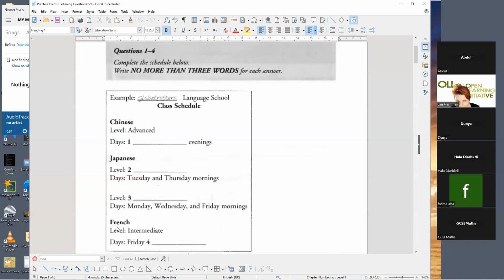And we can tell down here, if we look at French, it's intermediate. Okay. Yes. So there we go. So question two is going to be either beginner, intermediate, or advanced level. And question three is also going to be? Yeah. One of them. Exactly. One of them, yeah.